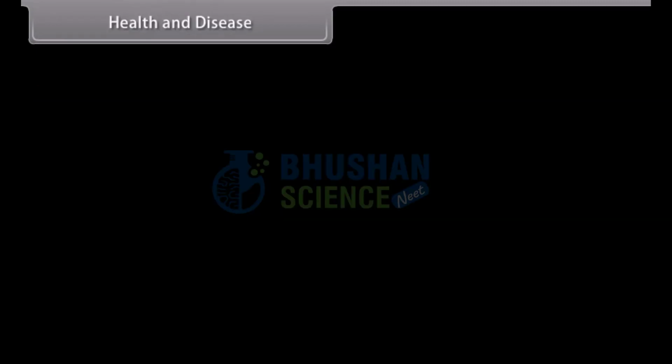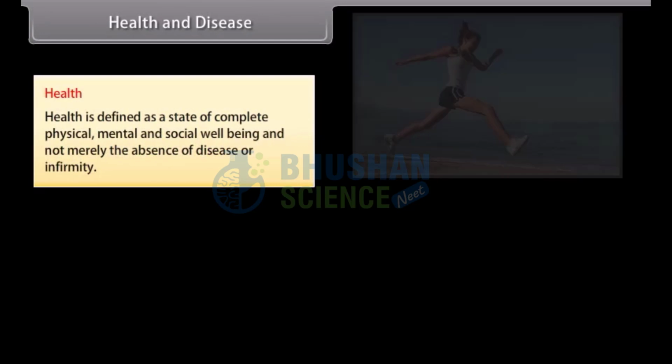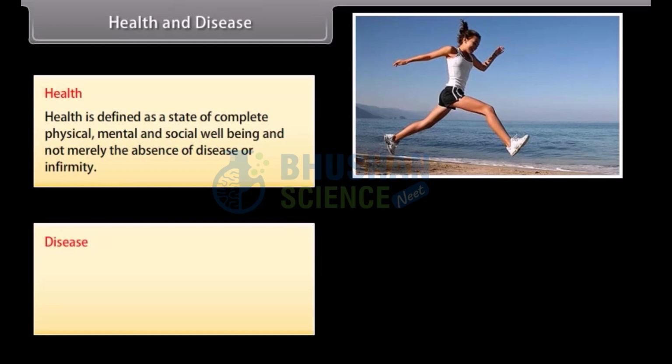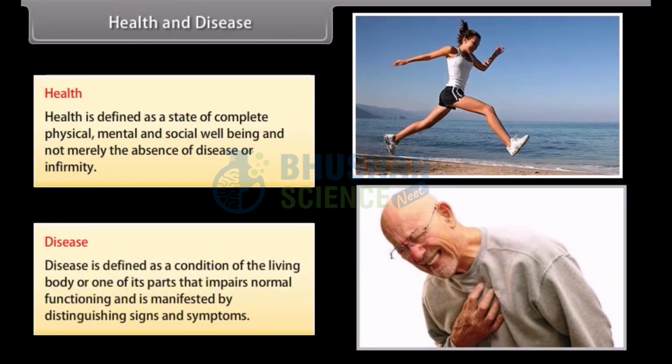Health and disease. Health. Health is defined as a state of complete physical, mental, and social well-being, and not merely the absence of disease or infirmity. Disease. Disease is defined as a condition of the living body or one of its parts that impairs normal functioning and is manifested by distinguishing signs and symptoms.